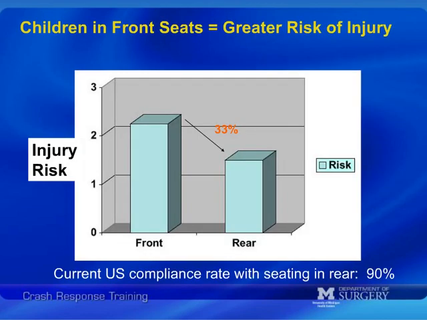Important to keep in mind that children seated in the front seats are at greater risk of injury. You can see here that the risk is reduced by 33% just by moving them from the front seat to the rear. Now, at the current time, the U.S. compliance rate with children seating in the rear is about 90%. We wish we could get rid of that last 10%.